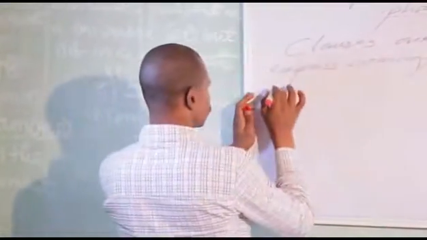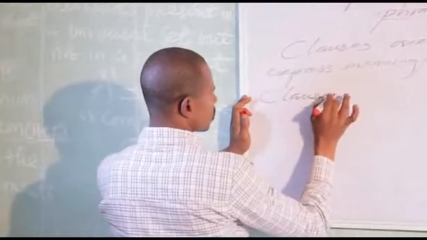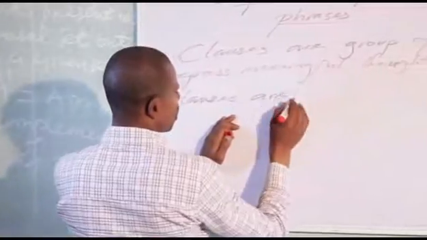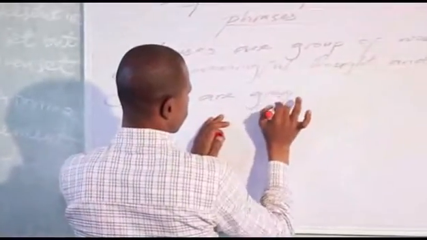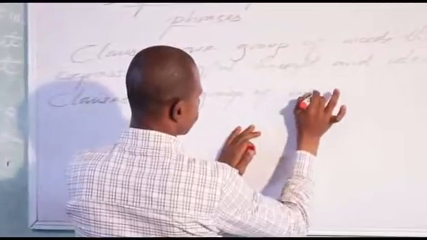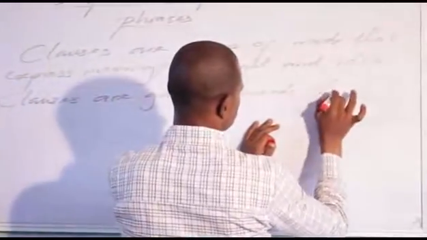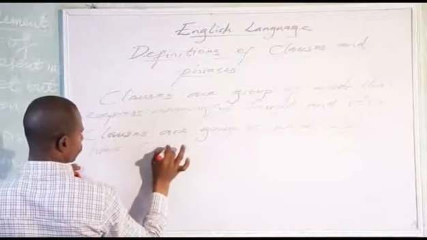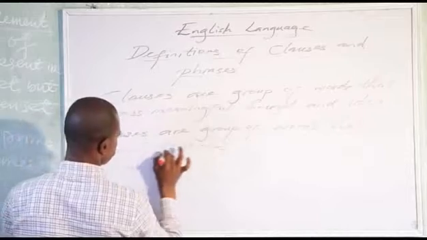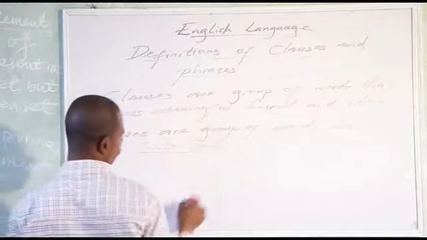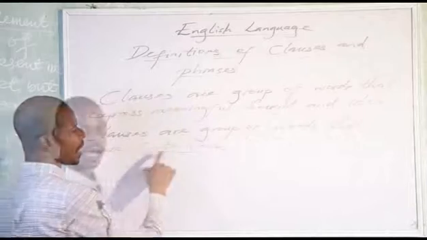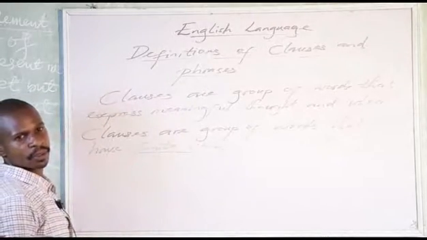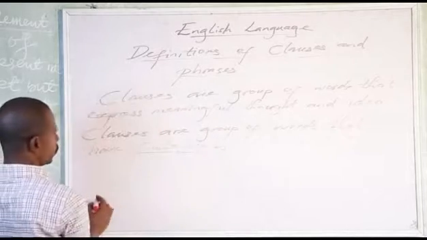Another definition: clauses are a group of words that have finite verbs. Now you can see I underlined finite verbs. I'm still going to define what a finite verb is for you. But before that, let us look at phrases.